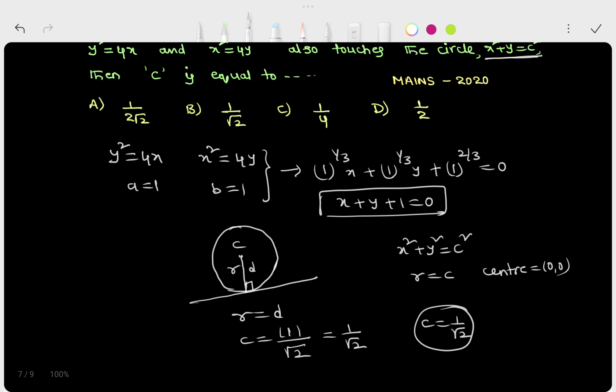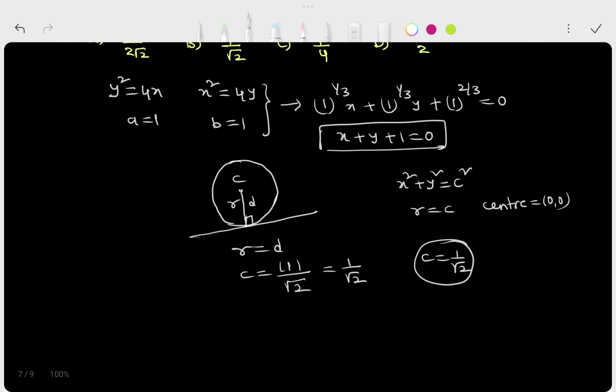You know the perpendicular distance from the origin to the line. The formula is modulus of c divided by root over a square plus b square. So by using this formula, you can find this value. I hope everyone is clear. What is the correct option?